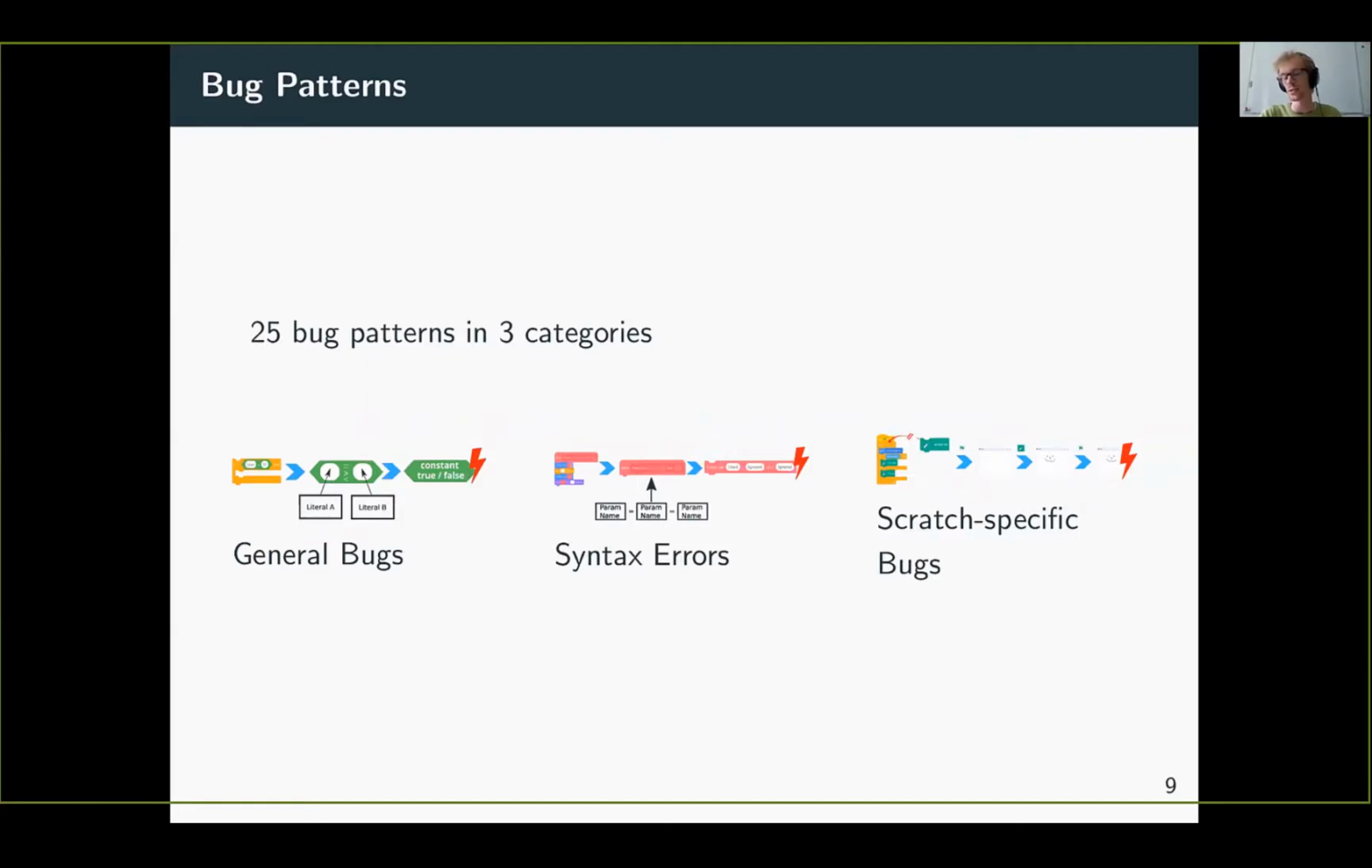And the third category are what we call Scratch-specific bugs. So these are bugs that can happen because Scratch uses sprites and is working on a stage.